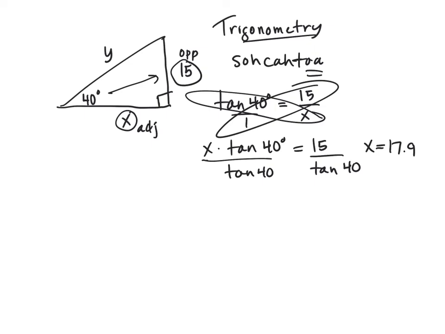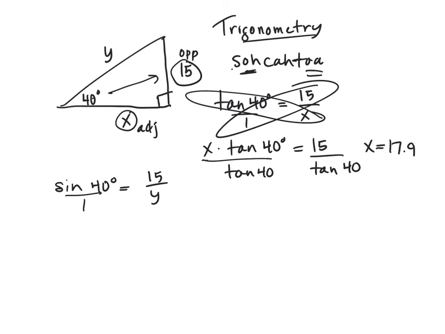Let's find y. To find y, I'm going to, in general, try to avoid using rounded lengths. You could theoretically use the 17.9, but you'll be more accurate if you use the length they gave you, the 15. So 15 is the opposite. I want to find y, which is the hypotenuse. So I'm looking at opposite and hypotenuse. Opposite and hypotenuse is sine. So I'll say the sine of 40 degrees is equal to the opposite, 15, over the hypotenuse, which is y.